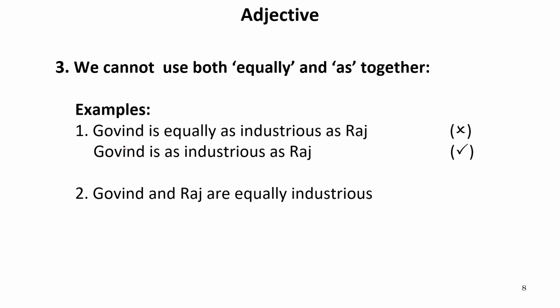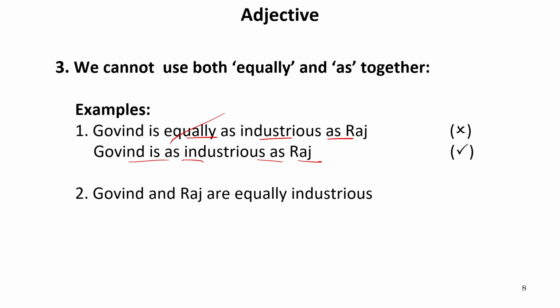For example, if I say Govind is equally as industrious as Raj. Now, if I just say Govind is as industrious as Raj, it means I'm just saying that both are equal. So there "equally" will be superfluous. It should not be used at all. Instead of writing this, we should remove this "equally" from the sentence and rewrite it as Govind is as industrious as Raj. It means both of them are hardworking or industrious or laborious.